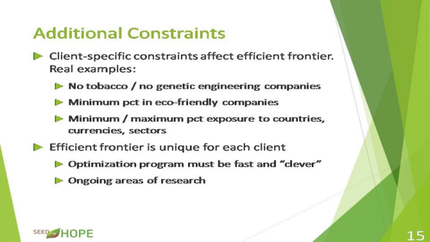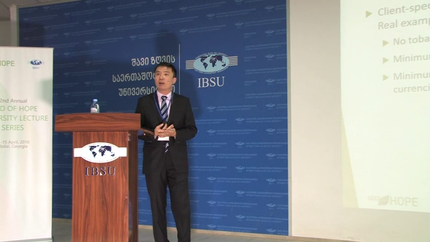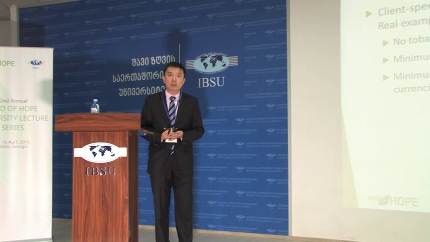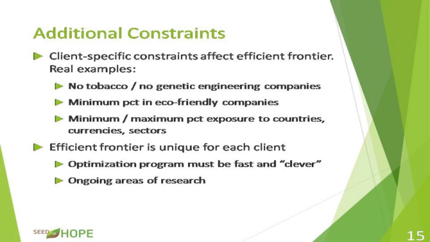Some clients also want a minimum percentage of their fund invested in eco-friendly companies. Some of them also, and this is very common, want a minimum percentage of exposure to a certain country, like I want a minimum of 20% exposed in Europe, or a maximum in Japan, or a minimum certain percentage in the Middle East, and so on and so forth. Or certain sectors, such as biotech, or industrial, or manufacturing, right?